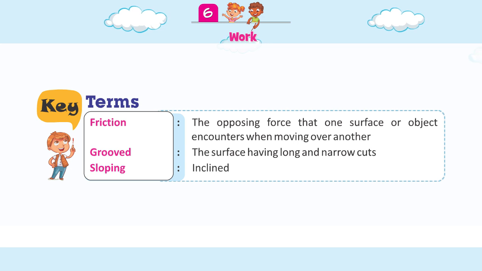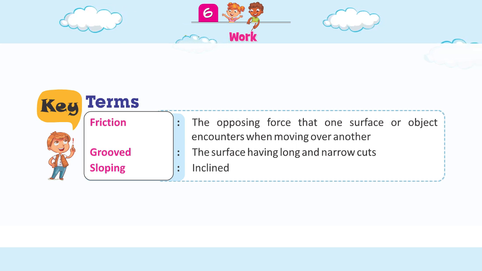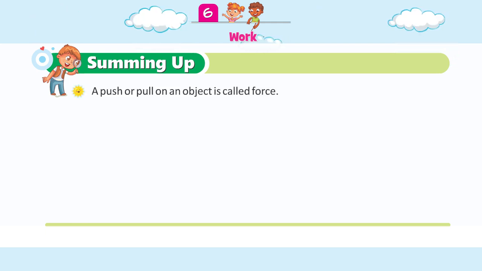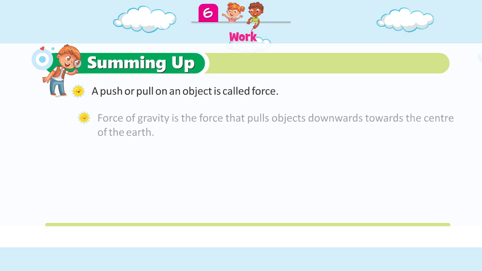Key terms: Friction, the opposing force that one surface or object encounters when moving over another. Grooved, the surface having long and narrow cuts. Sloping, inclined.